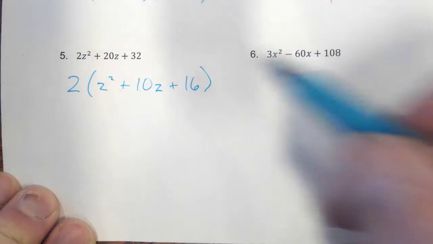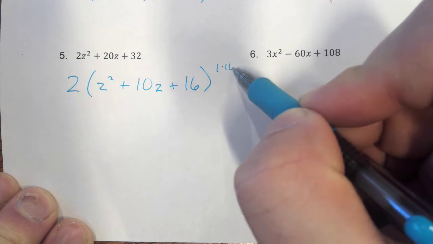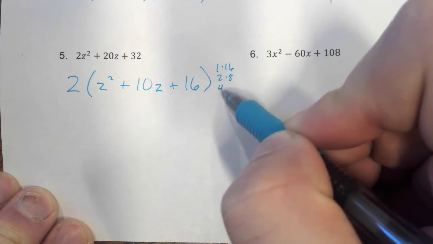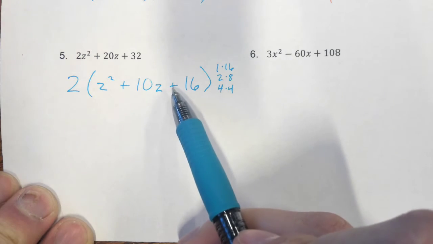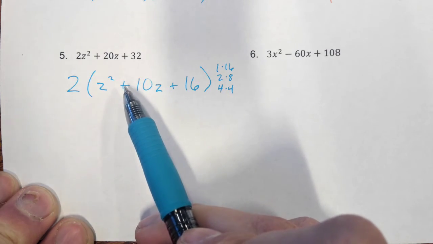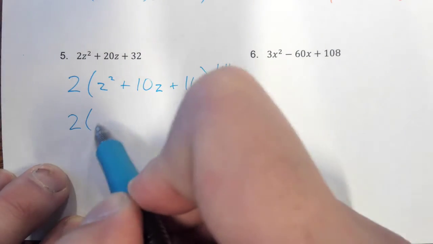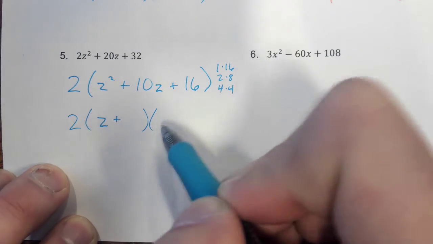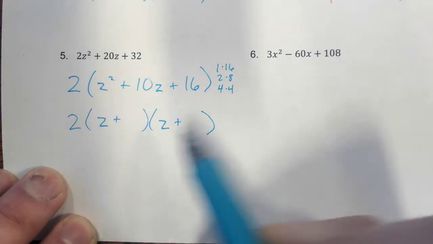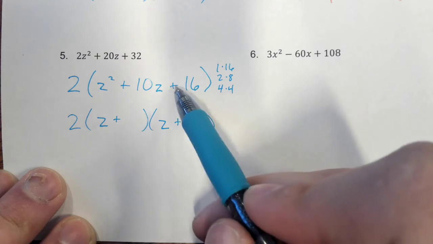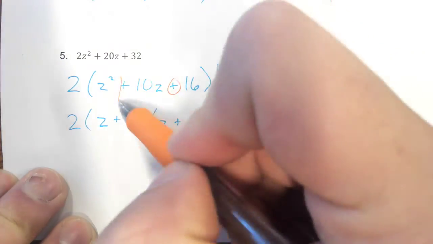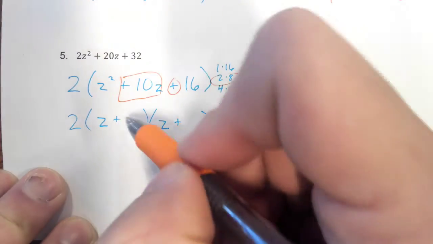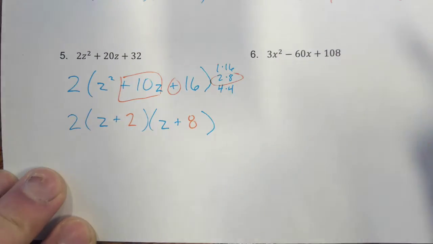Then focus on 16. The factors of 16 are 1 times 16, 2 times 8, and 4 times 4. Okay. So then we're going to look, our third sign is positive, so we adopt the sign of the second for both. So it's going to be z plus and z plus. And what are the factors of 16 that add to get to 10? 2 and 8. 2 and 8 add to 10. Drop them in, and there you go.